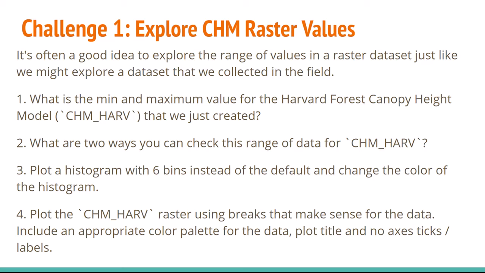Number 1, what is the minimum and maximum value for the Harvard Forest Canopy Height Model, or CHM_harv, that we just created? So I may have given you some hints there, but see if you can find another way to do that, to find the minimum and maximum values. Number 2, what are the 2 ways you can check this range of data for CHM_harv? Number 3, plot a histogram with 6 bins instead of the default and change the color of the histogram. And finally, number 4, plot the CHM_harv raster using breaks that make sense for the data. Include an appropriate color palette for the data, and plot the title, no axes, ticks, and labels.